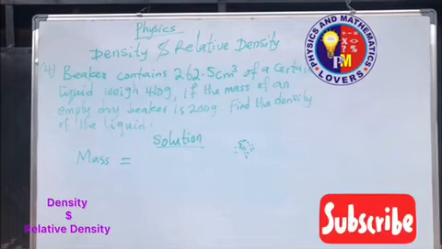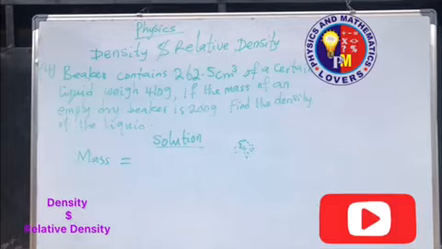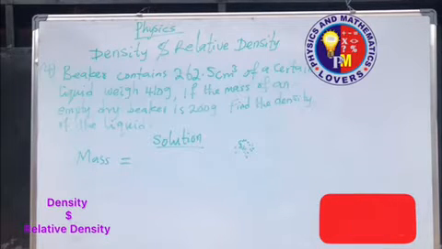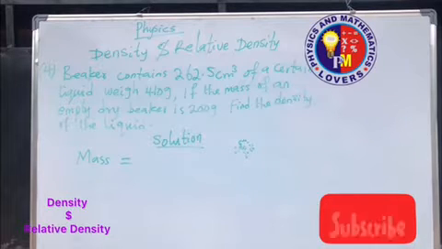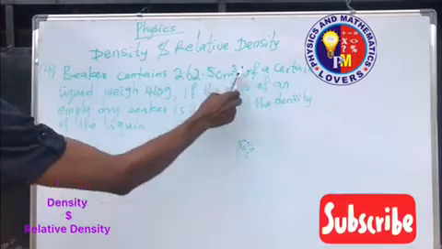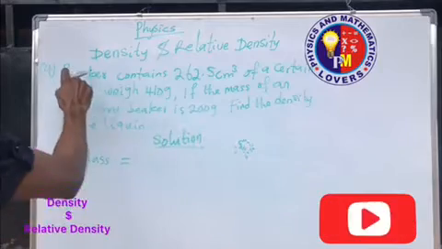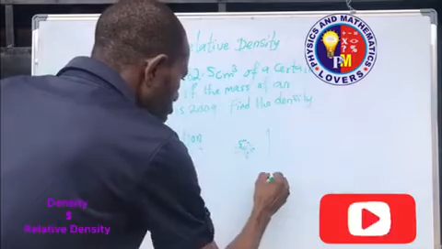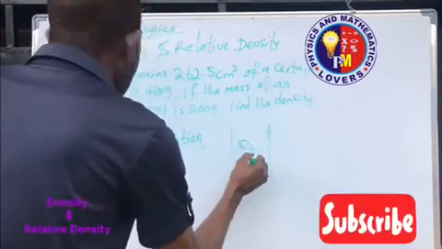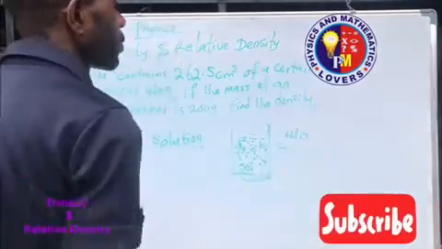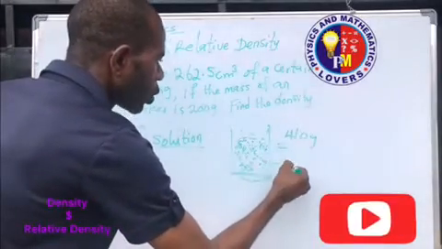The mass of an empty dry beaker is 200 grams. Now how do we know the mass of the liquid? The beaker contains 262.5 cm³, which is the volume of that liquid inside the beaker. Let's say this is the beaker, and I have liquid in it. Both this liquid and the beaker together weigh 410 grams, but only the beaker weighs 200 grams.